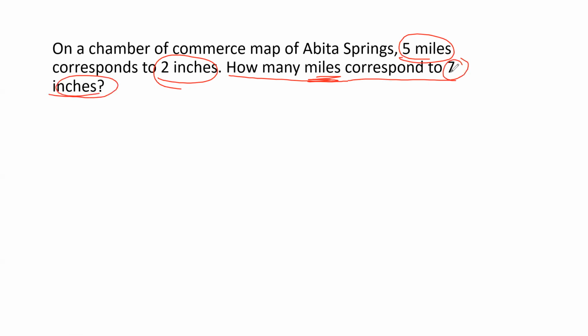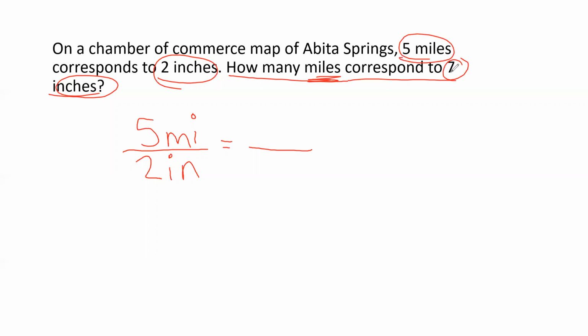So my first two numbers are my given. So I'm going to set them up as a proportion, a fraction. So 5 miles over 2 inches equals, and I set up my other fraction bar.